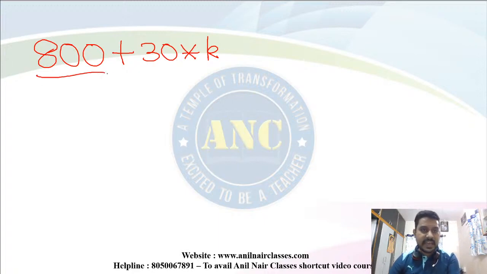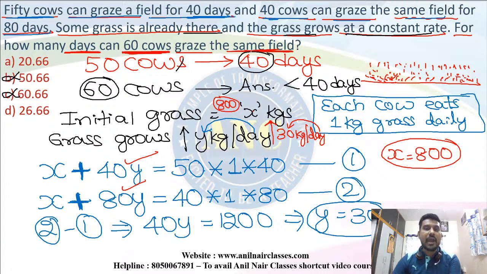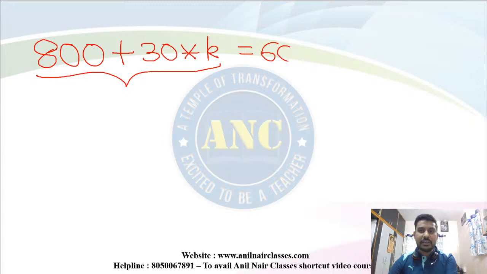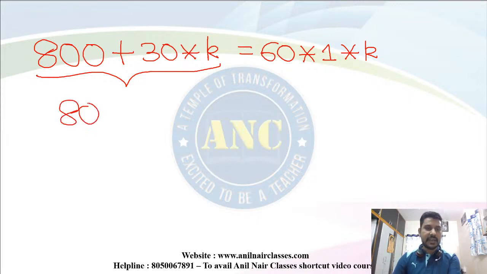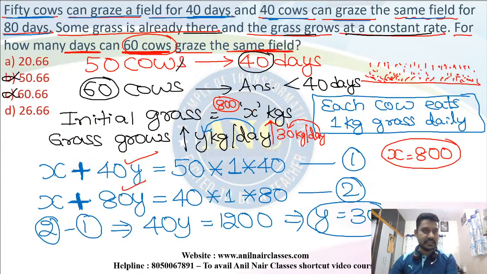So, this entire thing is the total amount of grass which is present in the field. And the total amount of grass should be eaten by how many cows? It should be eaten by 60 cows. One cow will eat 1 kg. 60 cows will eat 60 into 1 kgs. And it is eating for k days. So, multiply by k. If you observe, 800 is equal to 60k minus 30k is 30k. So, k value will be 80 divided by 3 days. 80 divided by 3 is nothing but 26.66 days.